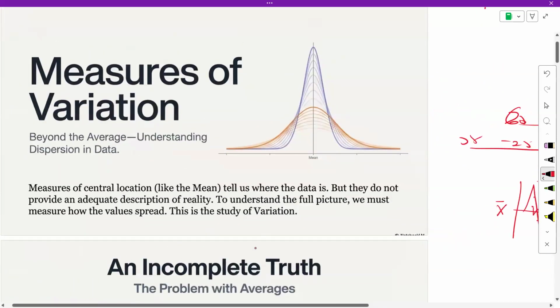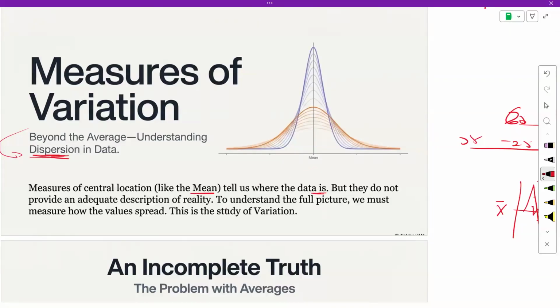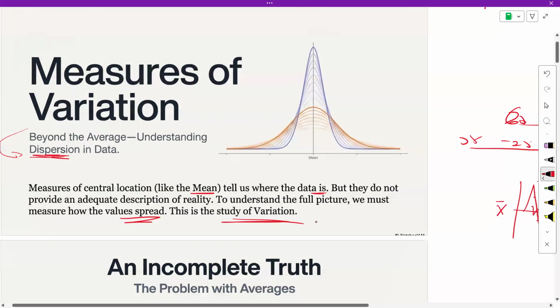Beyond the average, understanding dispersion in the data. For variation, we use another term, dispersion. Right? Dispersion is variation in the data. Measures of central location like the mean tell us where the data is, the central location. But they do not provide an adequate description of reality. To understand the full picture, we must measure how the values spread. This is the study of variation, right?